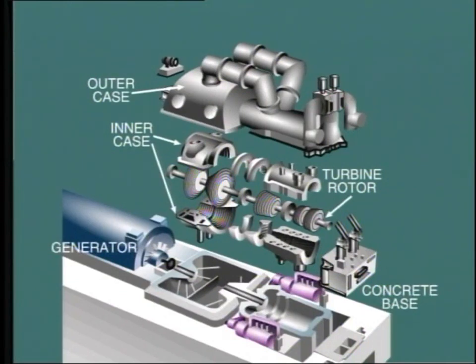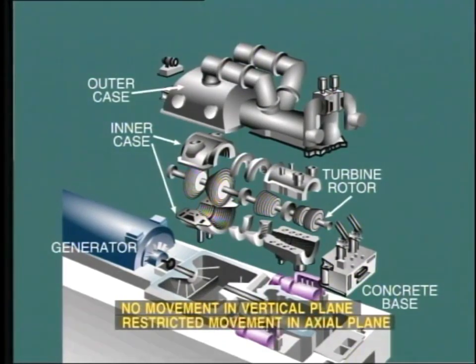The base must be firm enough to ensure rigidity. That is, it must permit no movement in the vertical plane which could upset the alignment of the machine. The support bearings are allowed restricted movement in the axial plane to cope with expansion of the turbine, as we shall see later.